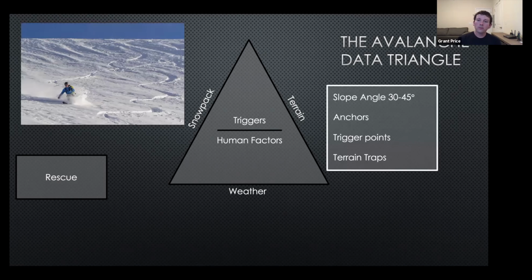We're going to start first by looking at terrain. Terrain's quite significant in that we have the most control of it. We can choose if we're in or outside of avalanche terrain. One of the biggest determinants of avalanche terrain is slope angle. Is it steep enough to slide? The avalanches that cause the most problem are slab avalanches. We'll talk more about those in a moment, but they're occurring in slope angles between 30 and 45 degrees generally.